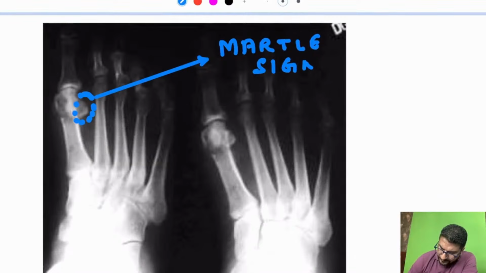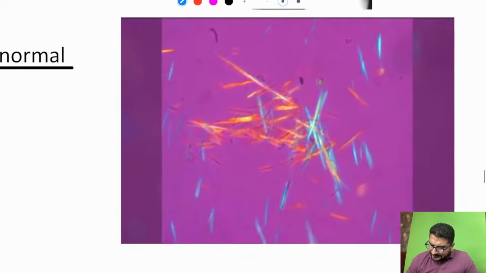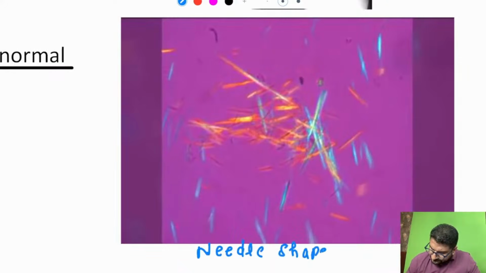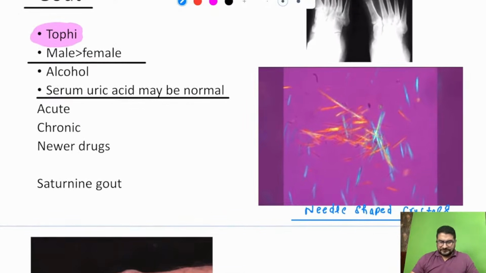This is what we call the Martel sign. It is overhanging edges with sclerotic margin. And understand, in biopsy you will see these needle shaped crystals, and these needle shaped crystals, remember, are negative birefringent crystals.